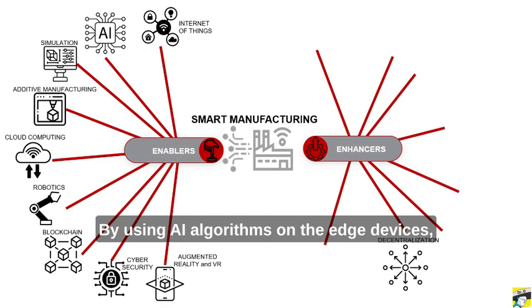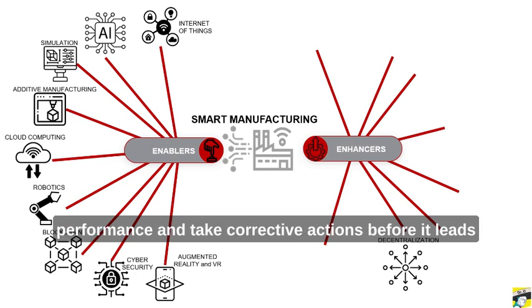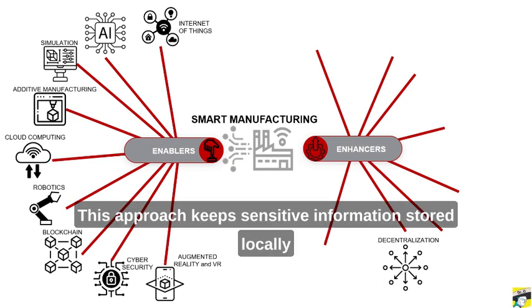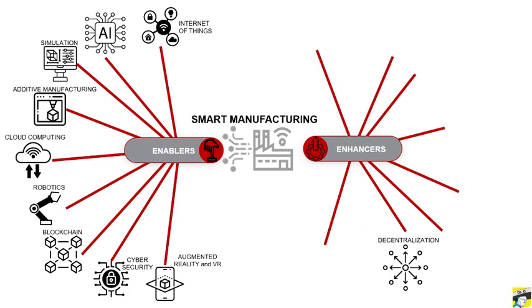By using AI algorithms on the edge devices, the plant could quickly identify issues with machine performance and take corrective actions before it leads to downtime or product defects. This approach keeps sensitive information stored locally and only shares what is necessary.